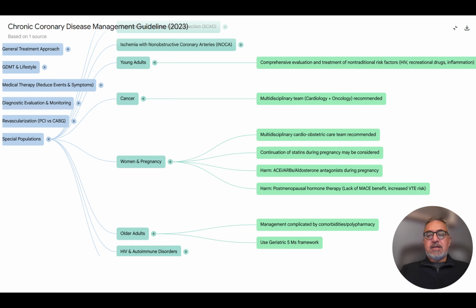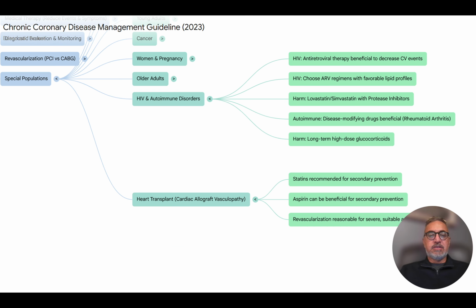In pregnant women, a cardio-obstetric care team is recommended. Continuation of statins during pregnancy may be considered. ACE inhibitors, ARBs, aldosterone antagonists all cause harm. And postmenopausal hormone replacement therapy increases risk and should be avoided, particularly increases VTE risk. In older adults, management is complicated by comorbidities and polypharmacy. We should use a geriatric framework to decide on how to treat these patients.